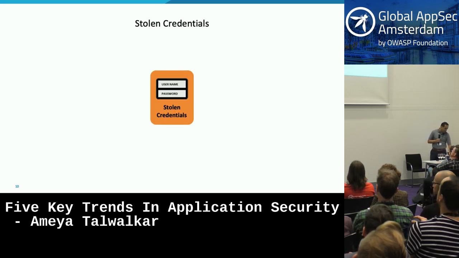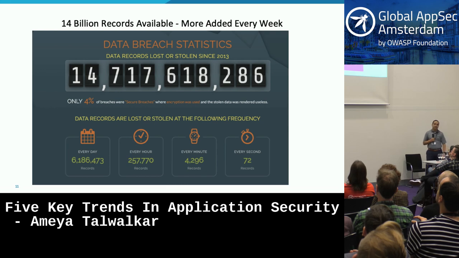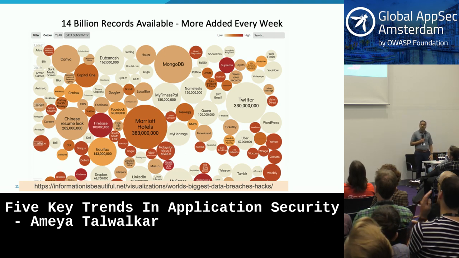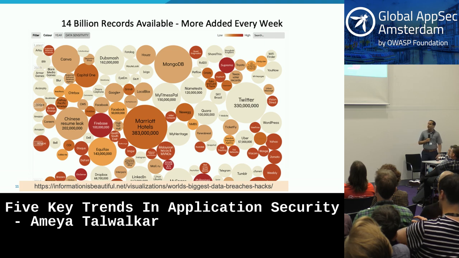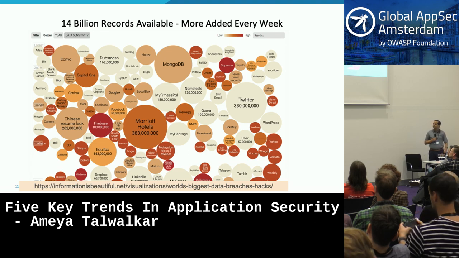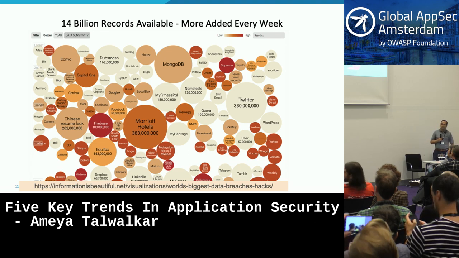So the first is credentials. There is an estimate that about 14 billion credentials are leaked in the underground, and they keep going up every single day. These are some of the recent breaches that have contributed to these 14 billion credentials. I don't even see some of the older ones that used to be very popular, but last year alone it was close to 11 or 12 billion. So every year it keeps going higher and higher.